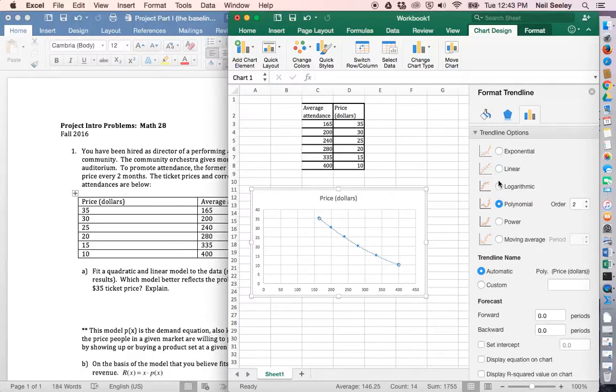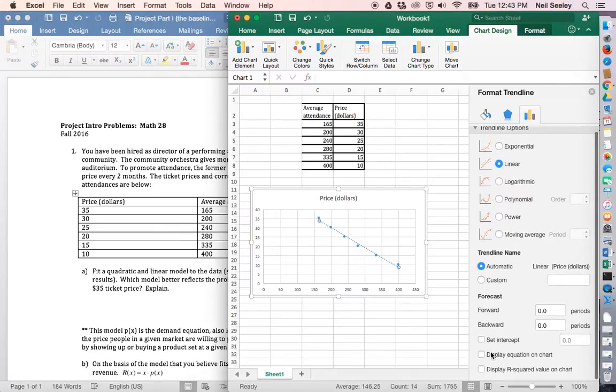I just want to note both of those. I want the equation that goes with it, which means down at the bottom of your Format Trendline options, you want to display the equation on the chart. And actually, you might eventually want to display the R-squared value that goes with it.